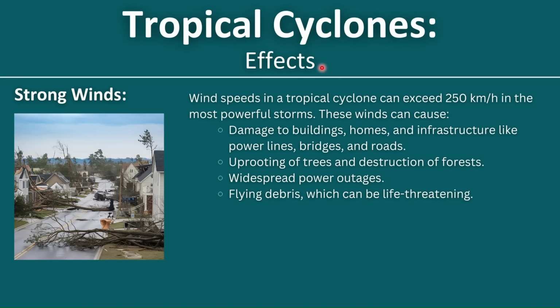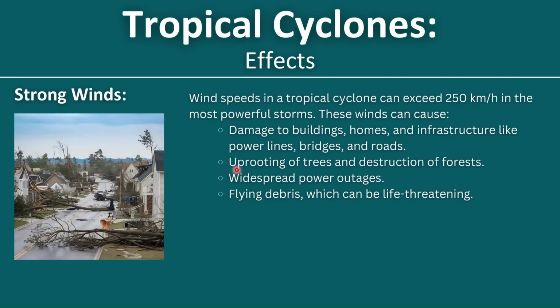And like that, you can ensure that you get total in that section. So the first effect will be strong winds, right? Now, wind speeds in a tropical cyclone can exceed 250 kilometers an hour in the most powerful storms. These winds can cause damage to buildings, homes, and infrastructure like power lines, bridges, and roads.